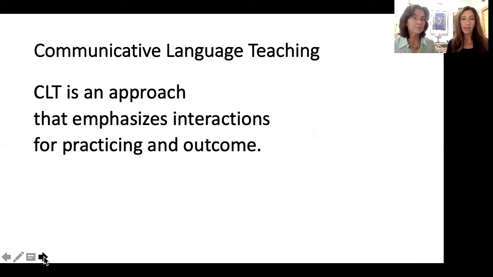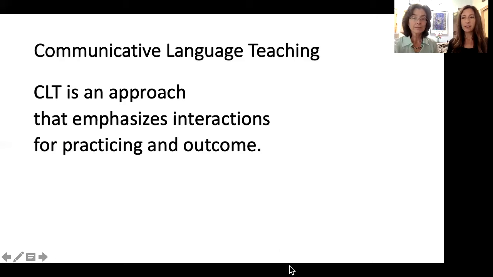Well, okay, so communicative language teaching, or easier, we'll say CLT, is an approach that emphasizes interactions that help us practice towards an outcome. So it's really about speaking in the class using language as a practice method so that students can learn to communicate. Because why do we use language anyway? We use language to communicate. And the key word here in CLT is communicate. That's how we share ideas with each other.